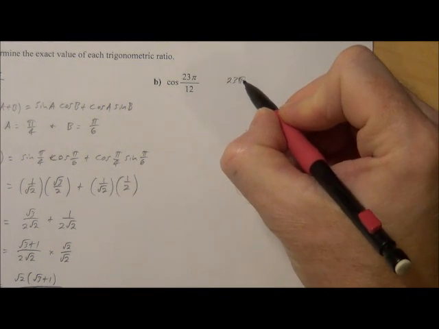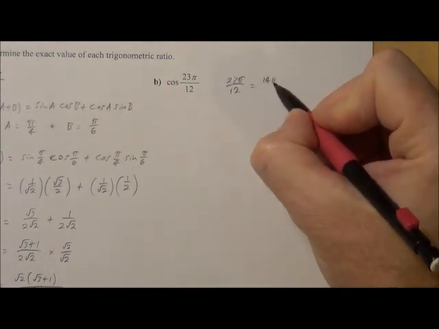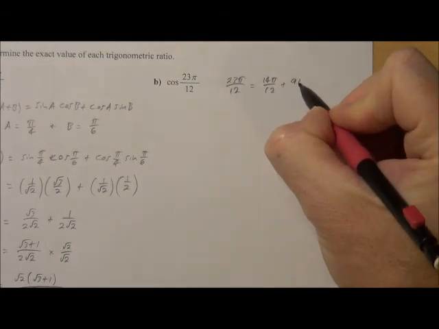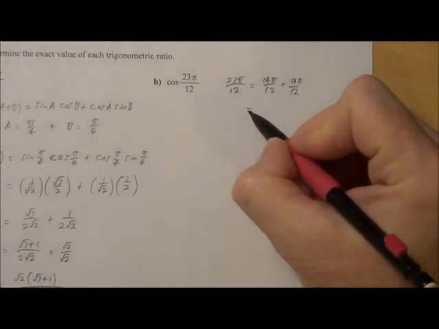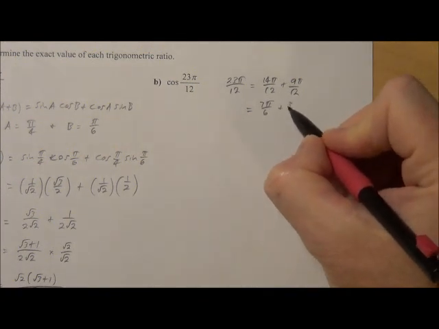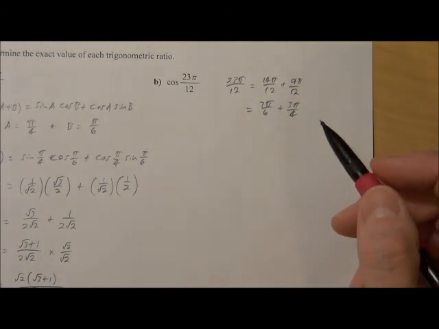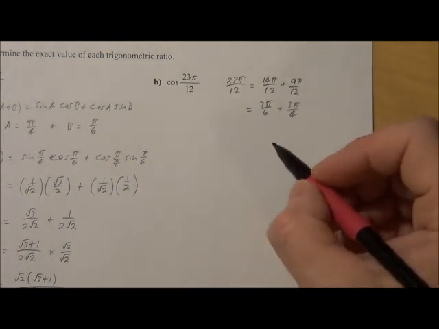Okay, so one of the options, and there are a few, I've got 14 pi by 12 plus 9 pi by 12, and that reduces down to 7 pi by 6 plus 3 pi by 4. Like I said, there are other combinations, but this is just one that I've chosen.